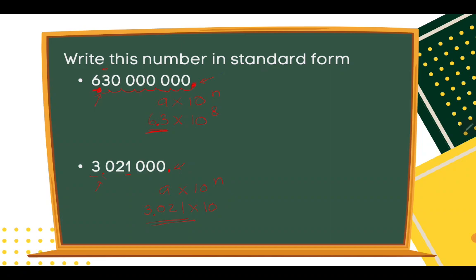So we count 1, 2, 3, 4, 5, and 6. So I need to times this number by the base of 10 that has how many zeros? 6. So it will be 10 to the power of 6.